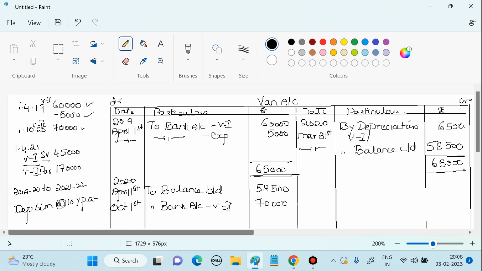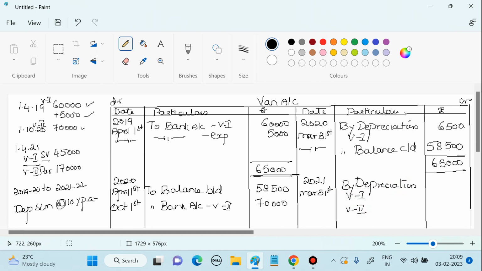Now, what we have to do is check whether there is any other transaction. Next transaction is on 1st April 2021. That is next year. So this year, what we have to do is go to the year end, 2021 March 31st. First, provide the depreciation. What would be the depreciation? We have to provide on van 1 and van 2.